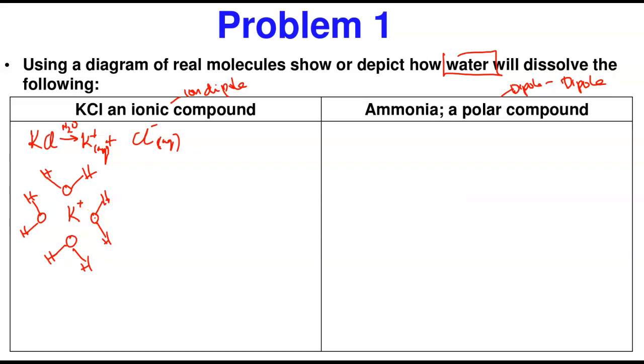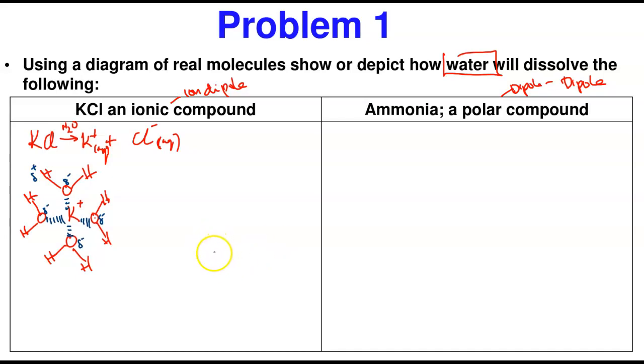Now let me use my blue to make those interactions again. You see, now this is partial negative. This is partial negative. This is partial negative. This is partial negative, interacting with the positive side. Remember, hydrogen is a partial positive, but I'm not going to put all of them. So water now is hydrating the potassium ion individually. Let's go back to my color.